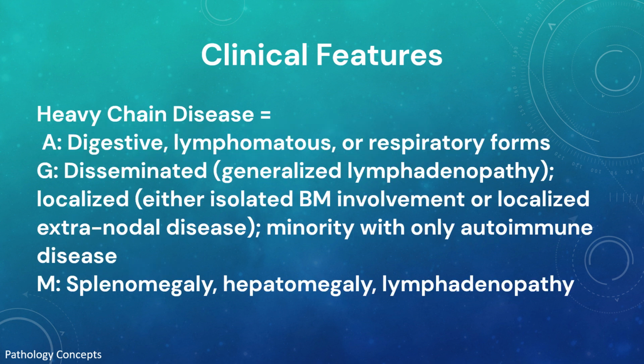In heavy chain disease, according to the chain involved: if IgA is involved, then it is associated with digestive, lymphomatous and respiratory forms. IgG is associated with disseminated and localized disease, and in a minority with only autoimmune disease. And IgM is associated with splenomegaly, hepatomegaly and lymphadenopathy.